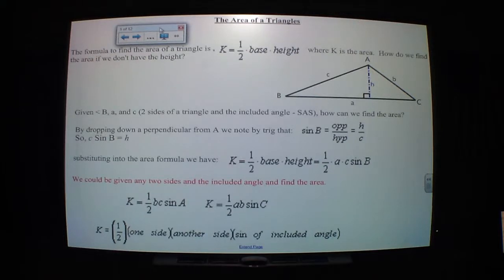Section 7.3, this is areas of triangles. You know the area of a triangle, if you have a right triangle, or any triangle, is 1/2 base times height. But what if you don't know the height? And it's not a right triangle, so if it's not a right triangle, you definitely don't know the height. So how can we find the area?